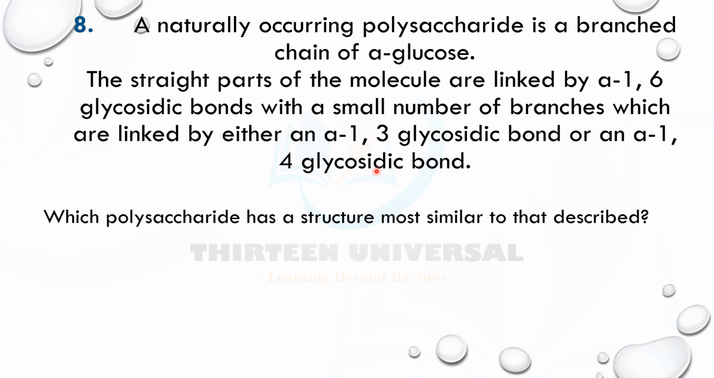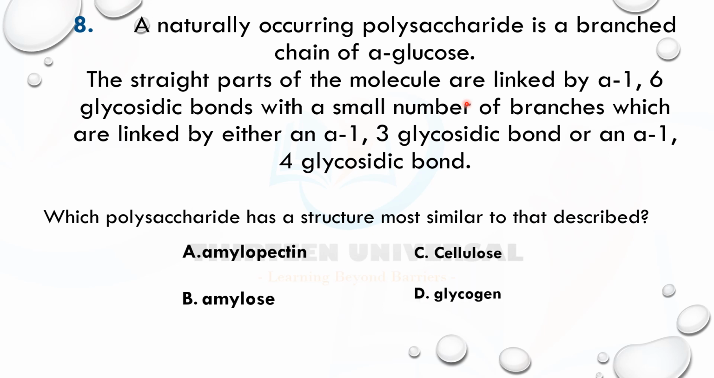That's what they're asking. Which polysaccharide has a structure most similar to that described? That means it is branched. All right. The monomer is alpha glucose, but it has few branches. Pause the video and figure it out. Let's check. Which one? Amylopectin.